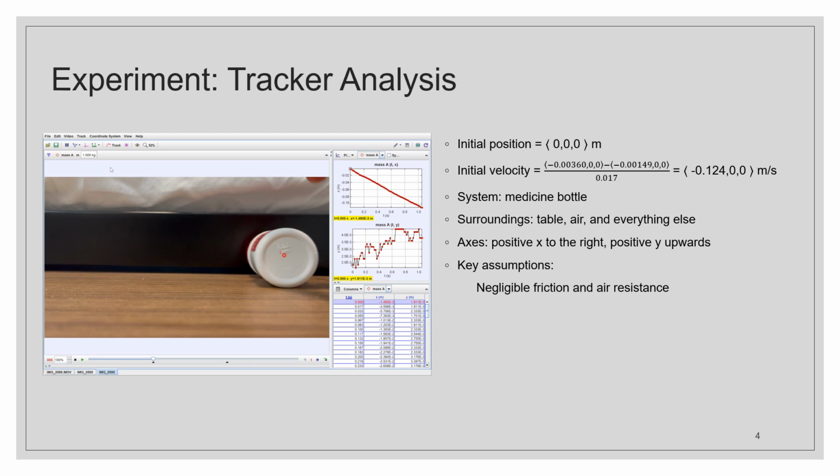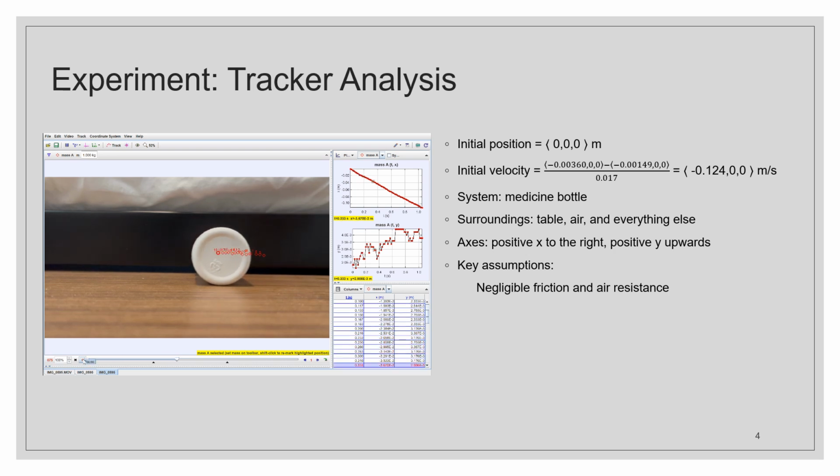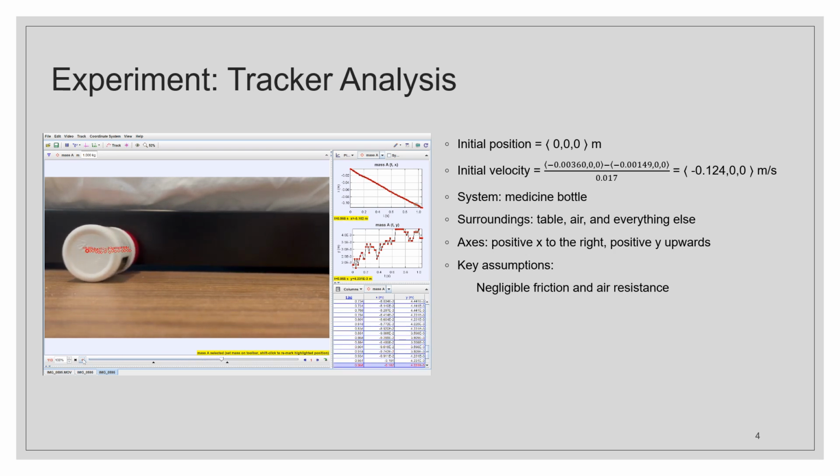The motion of the medicine bottle was observed using tracker, and the initial position was defined as 0, 0, 0 meters, and the initial velocity was calculated from the first two pairs of time and position data using the equation velocity is equal to change in position over change in time. The velocity found was negative 0.12400 meters per second.